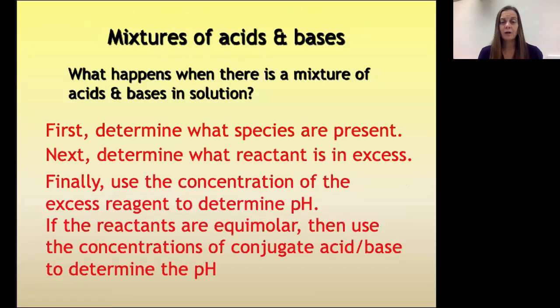Now if we have a mixture of acids and bases, first thing we have to do to try and figure out pH is we have to figure out what species are present. So if we were to mix sodium hydroxide and hydrochloric acid, we have sodium ions, hydroxide ions, hydrogen ions, and chloride ions. And we need to determine what reactant is in excess, if we are given molarities and volumes. And then whatever is in excess, we're going to use the new concentration of that excess reagent to determine pH. If those reactants are equimolar, then we would use the concentrations of the conjugate acid or the conjugate base to determine the pH of our new solution.